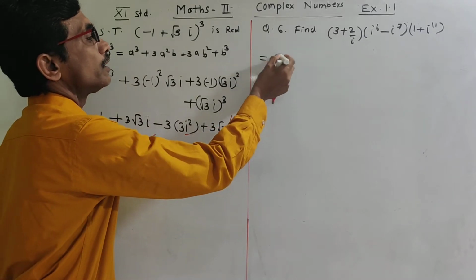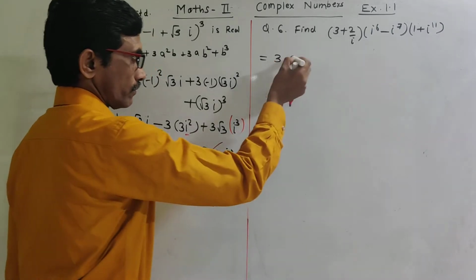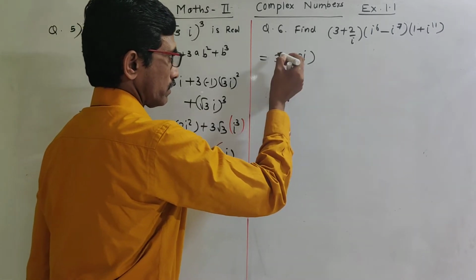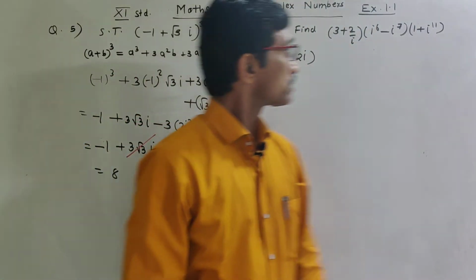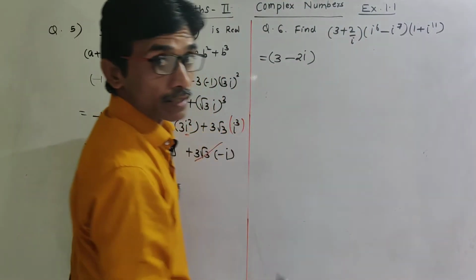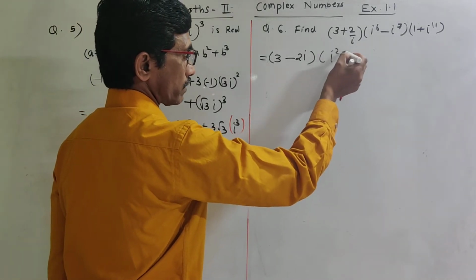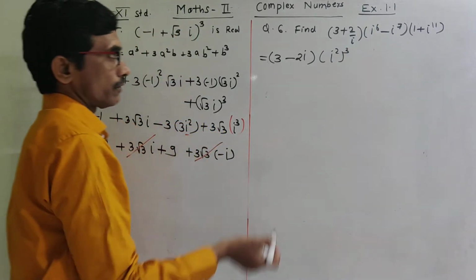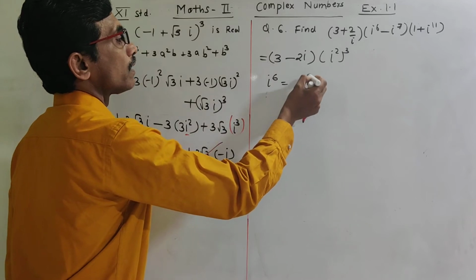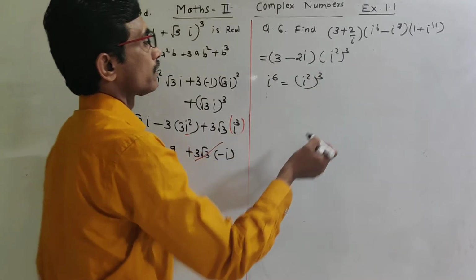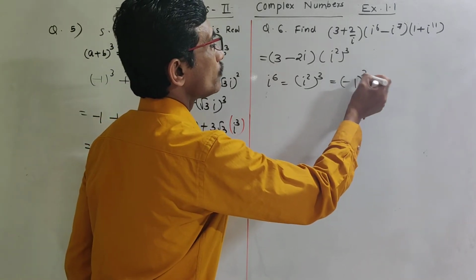Here we have 3 plus 2 upon i. 2 upon i is -i times 2, so -2i. Then this is i raised to power 6. First we simplify it. i raised to power 6 is equal to i square raised to power 3. i square is -1, so it is (-1) cube, which is -1.